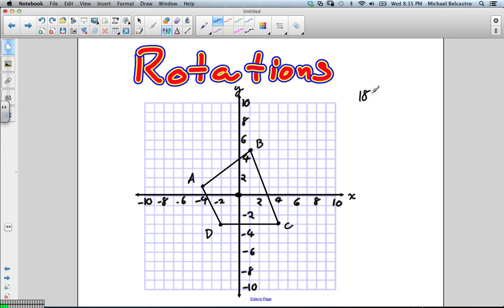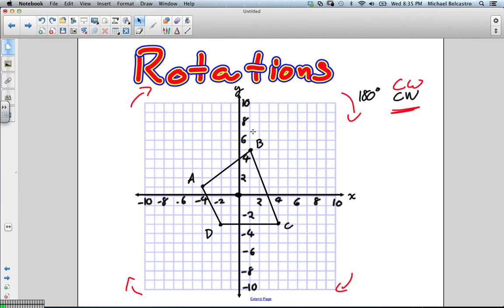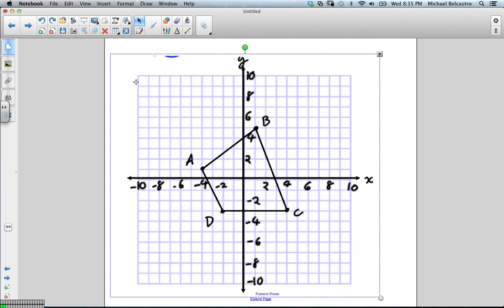So 180, which direction? Clockwise. Which way is clockwise? To the right. So turning it like this? Yes, that's right. This is our clockwise, CW. Turning it like this, and counterclockwise would be the other way. Now, I'm going to skip to this page here. This is the same thing. I know there's that blue thing up there, but don't worry about that.